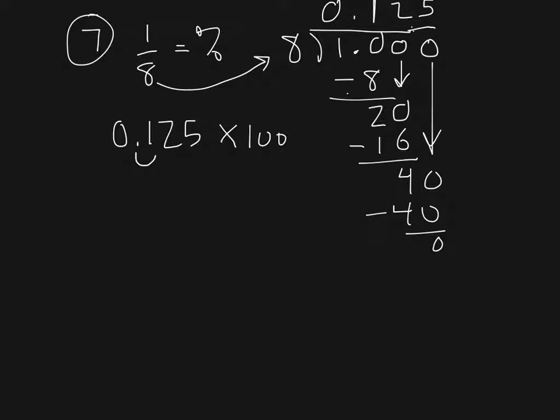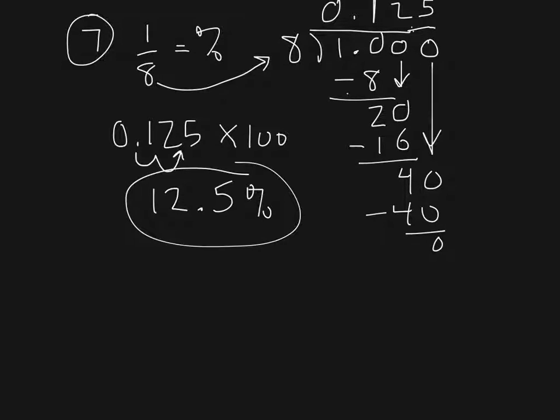point 2 place values to the right. Moving 2 decimal place values to the right is multiplying by 100. So this now becomes 12.5. Don't forget the percent sign. You were asked to convert to a percent. Having the percent sign on there is part of your answer.